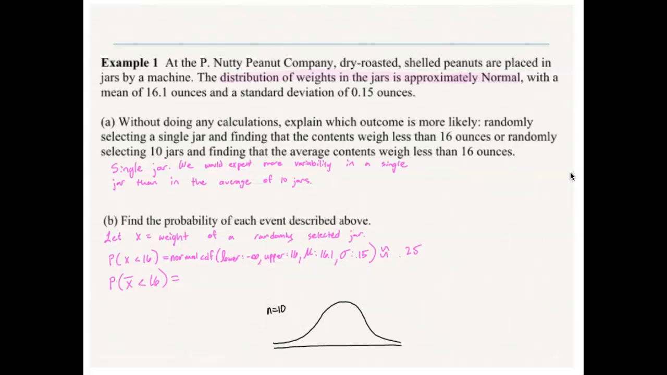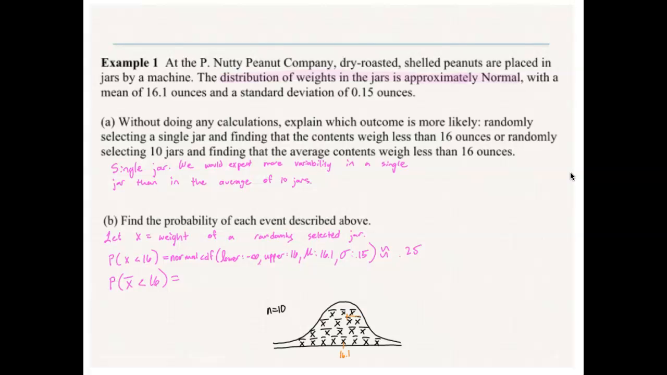So what I want you to recognize is that we're theoretically thinking about if we took samples of size 10 over and over again and we computed their average each time. Take a sample of jars of size 10, compute the mean weight, do that over and over again. The behavior of that sampling distribution would be this: it would still center over the true population mean, which is 16.1.